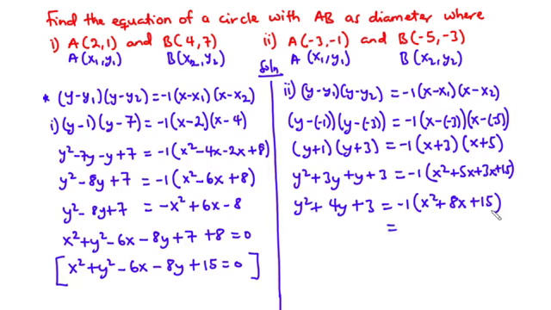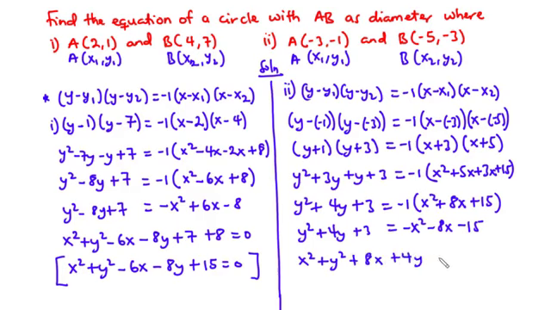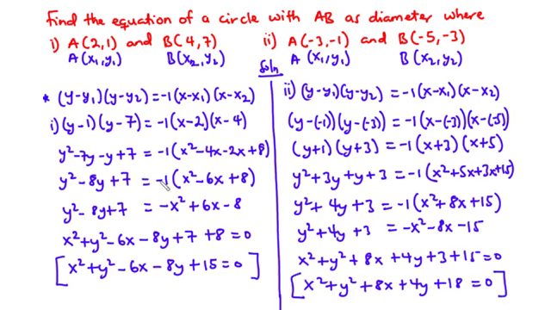We multiply negative 1 across. So negative x squared minus 8x minus 15 equals y squared plus 4y plus 3. Again, we are going to transpose the terms on the right hand side to the left hand side. So that becomes x squared plus y squared plus 8x plus 4y plus 3 plus 15 equals 0. x squared plus y squared plus 8x plus 4y plus 18 equals 0. So this is the equation of the circle.